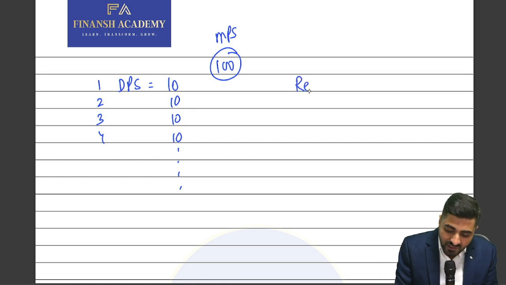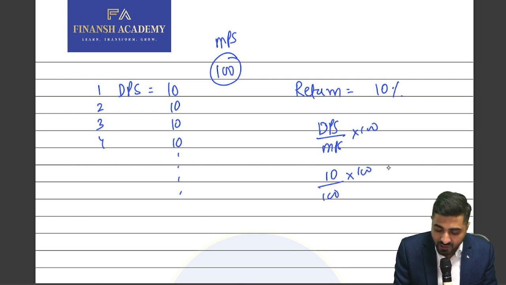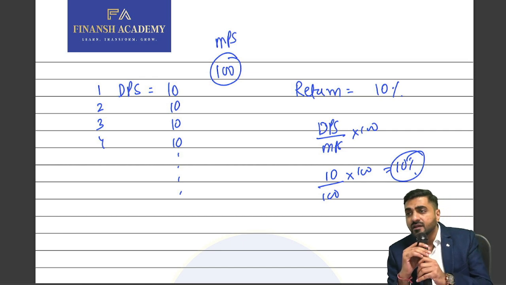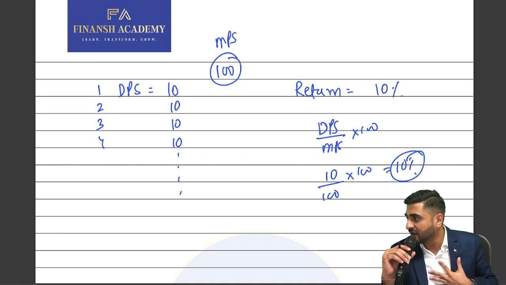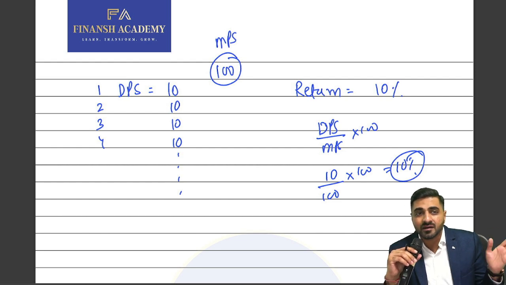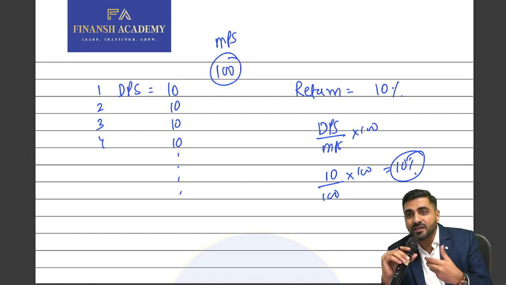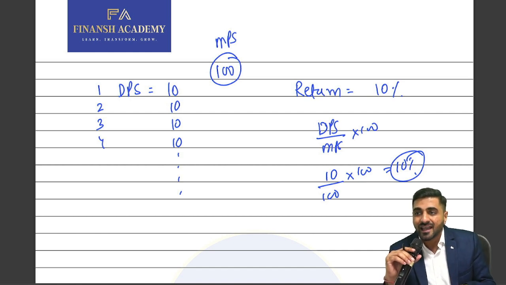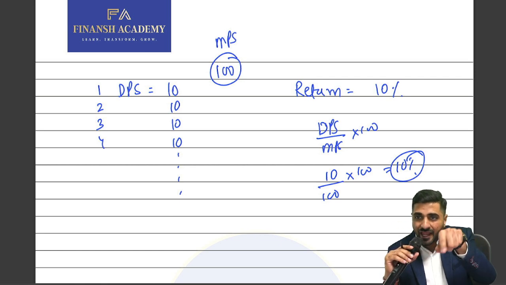Can you please tell me what return you want from the company? 10%. How did you get this 10%? DPS by MPS into 100. So you took 10 upon 100 into 100, which gives you 10%. Now when you are expecting 10% from me, should I earn less than 10, or more than 10? If I earn just 5 rupees on your 100 rupees, would you be satisfied or dissatisfied?